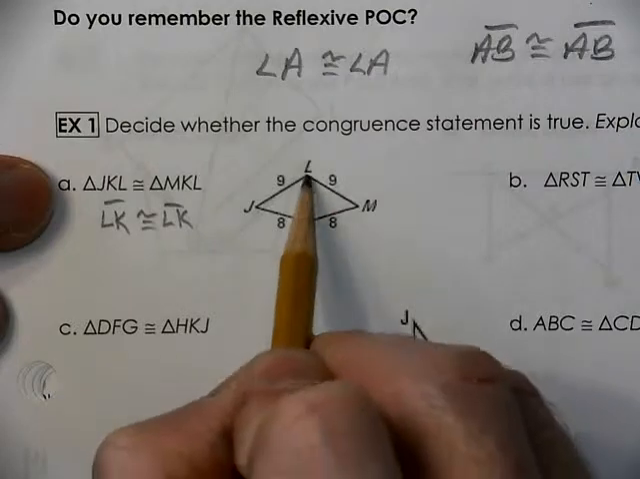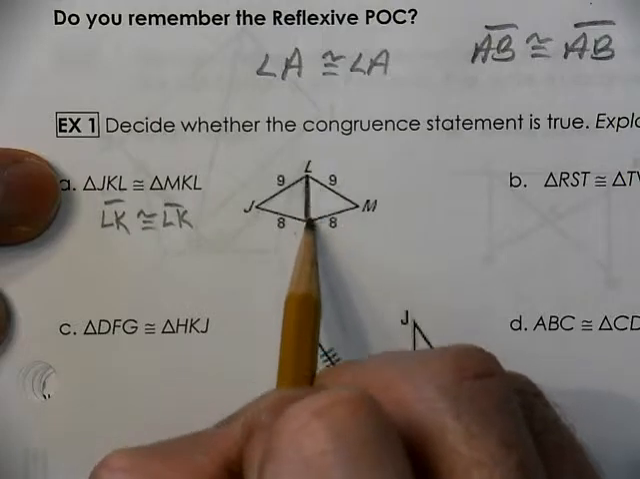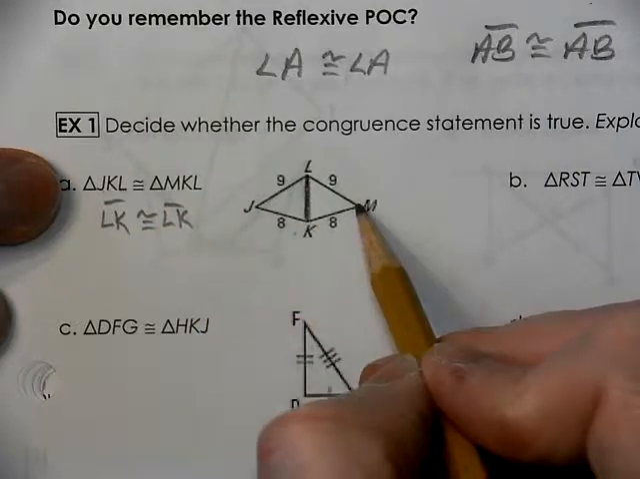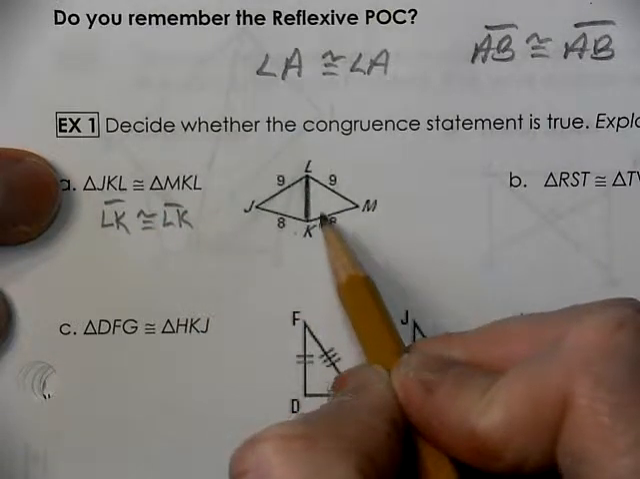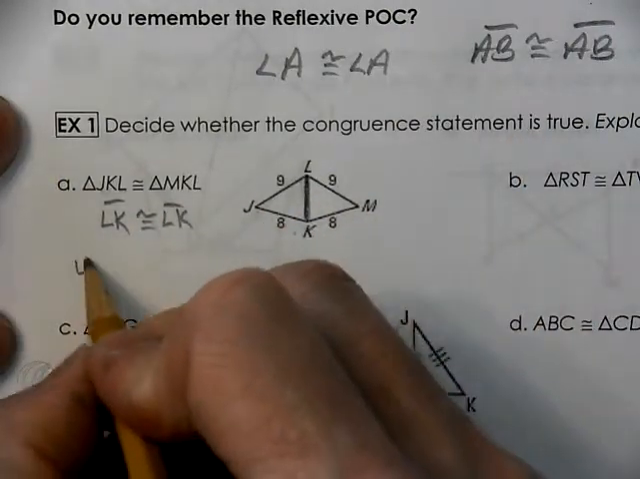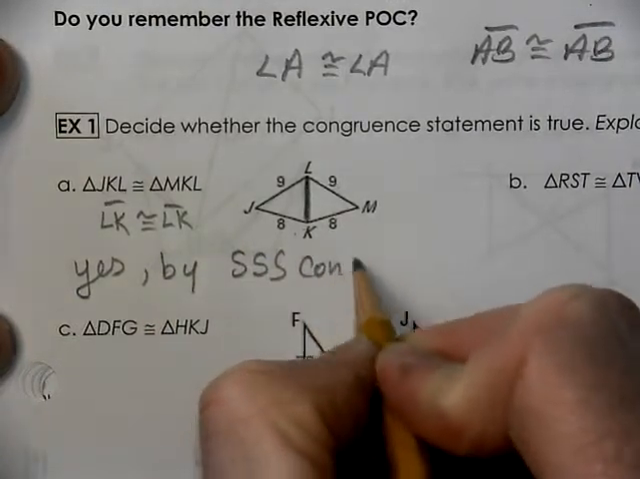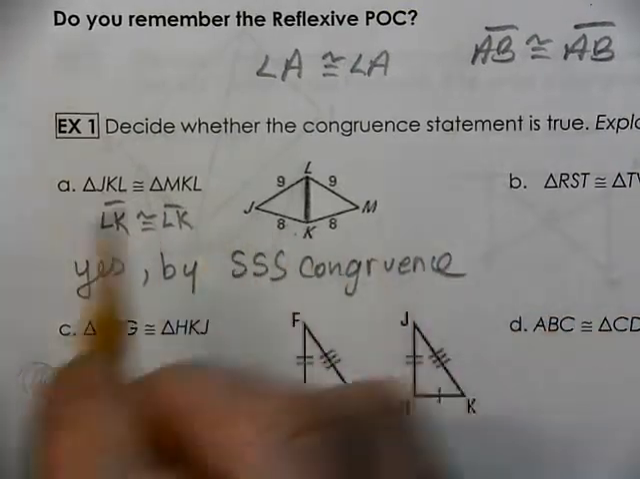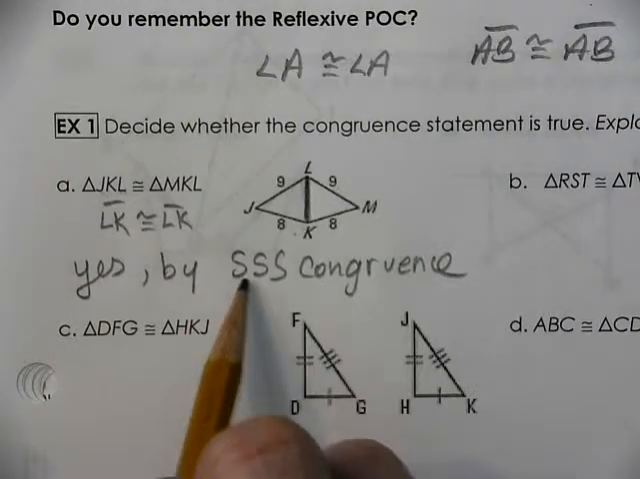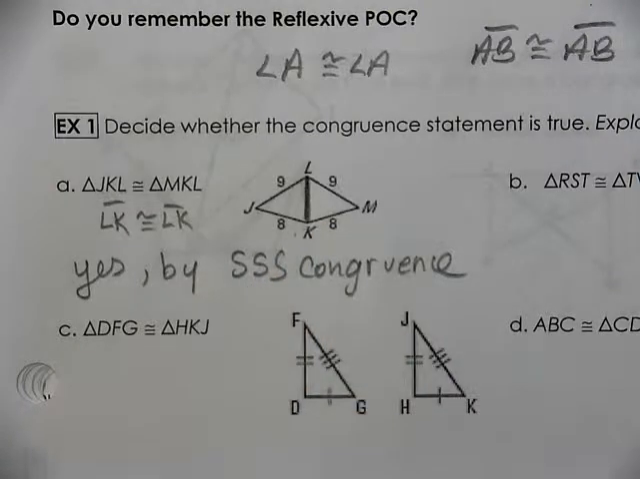J, K, L. J to K is 8. K to L is the reflexive side. And L to J is 9. That has to match this. M to K, which is 8, the reflexive side, and 9. M, K, L. So the answer is yes. By side, side, side congruence, we know that the triangles are congruent to each other because they have 3 pairs of sides of one triangle congruent to 3 sides of another triangle.